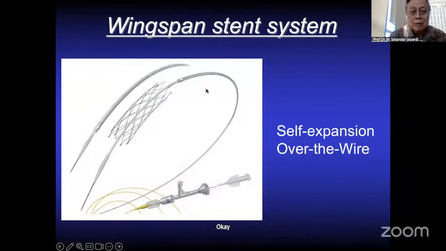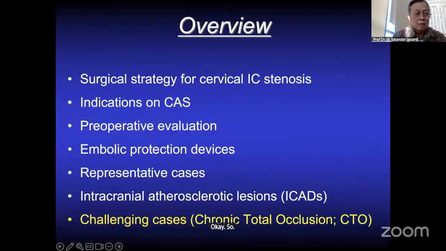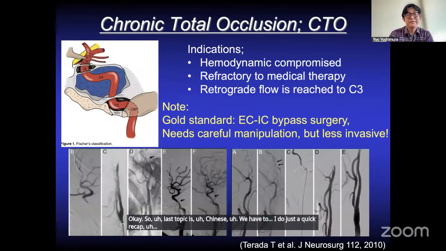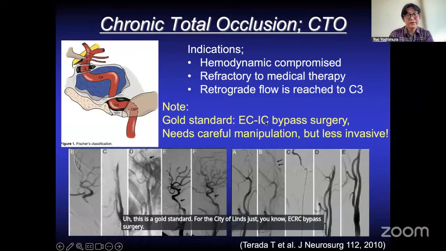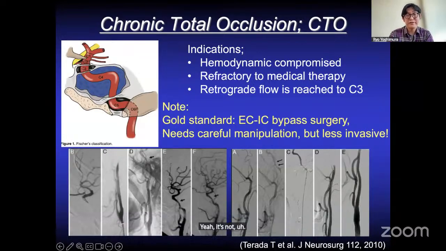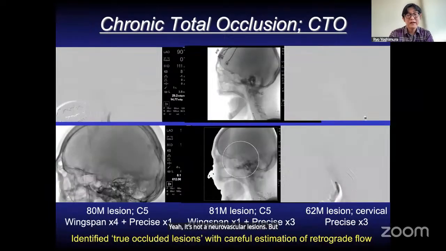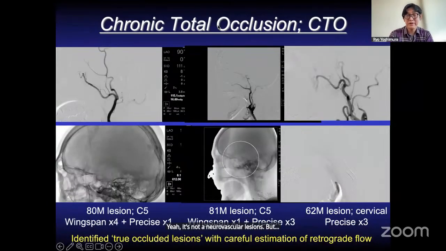Okay. So the last topic is challenging cases. We have to just quickly look at challenging cases. This is a challenging case, a chronic total occlusion, CTO. You know, the gold standard for CTO lesions is EC-IC bypass surgery. Yeah, it's not a neurovascular lesion, but strictly selected cases.